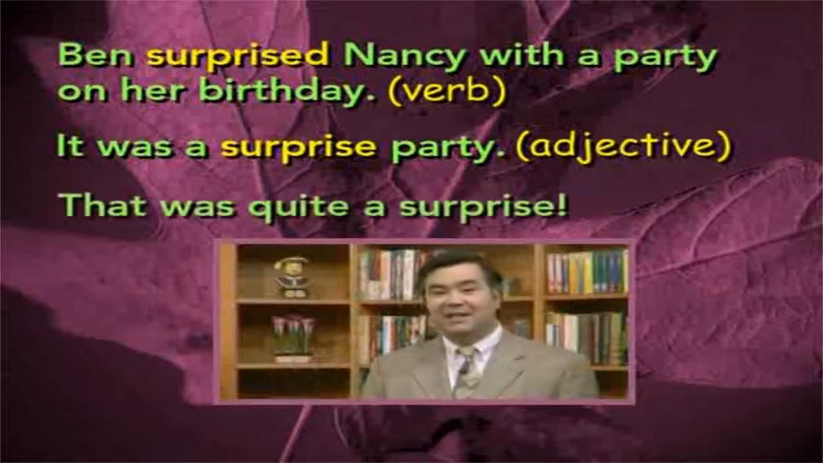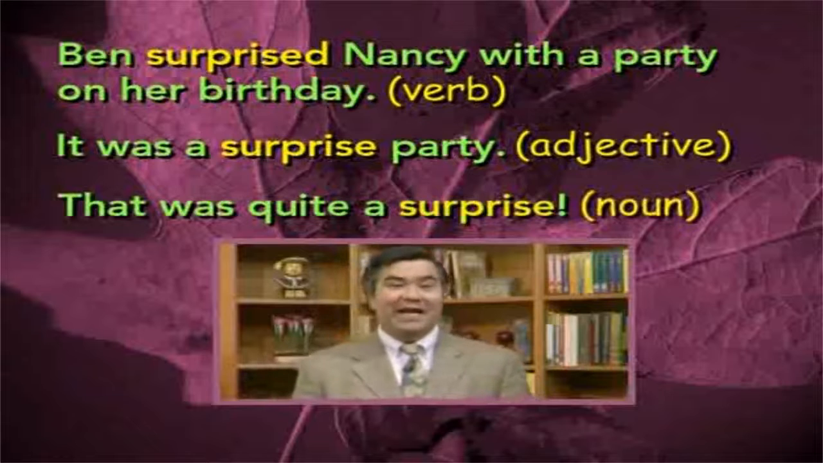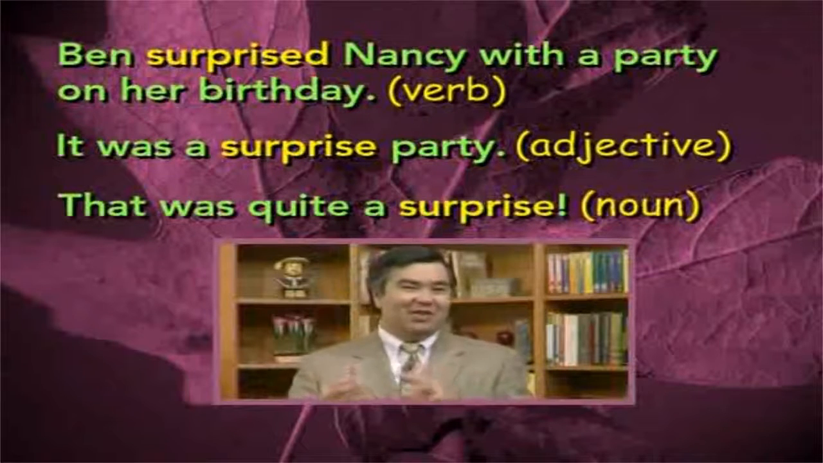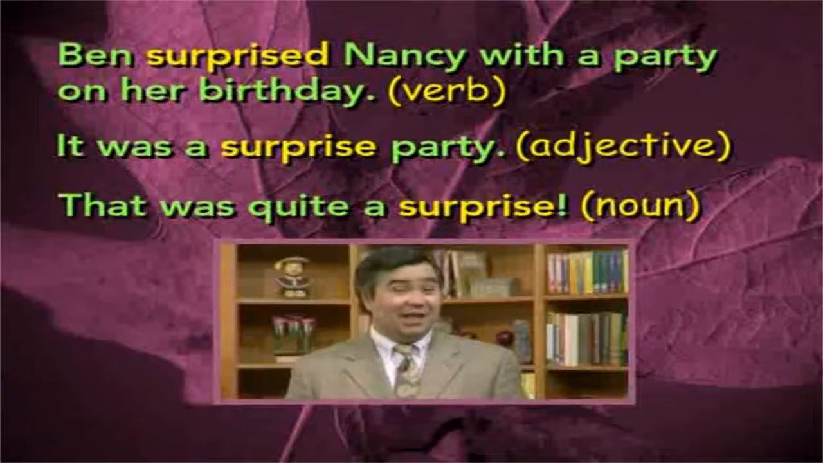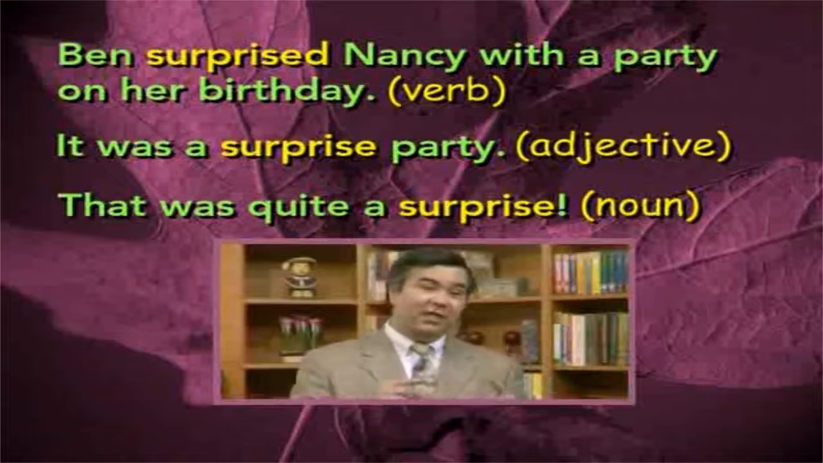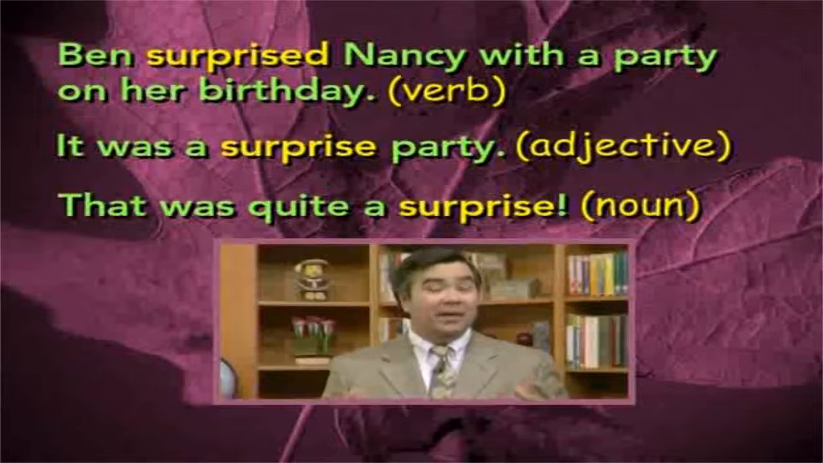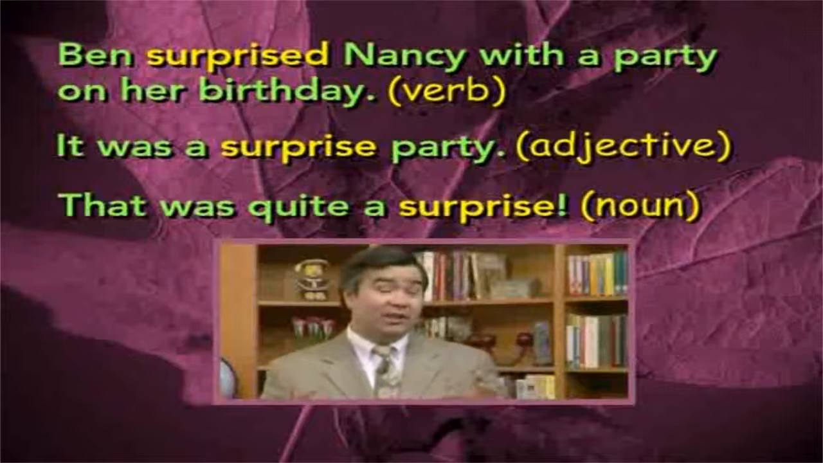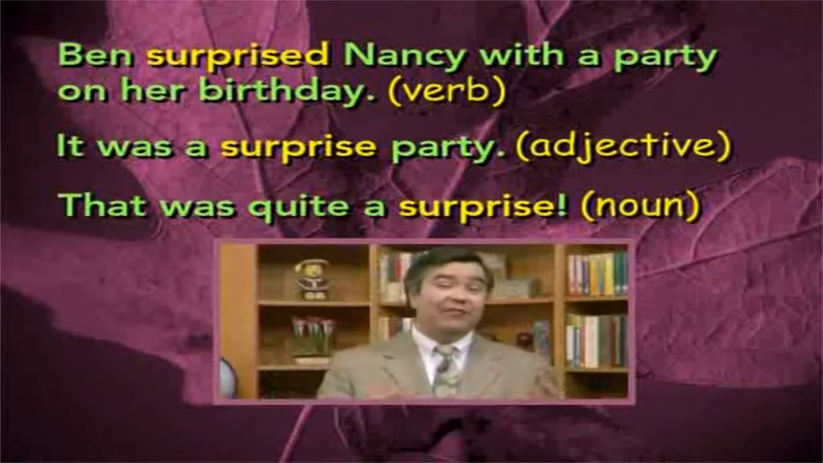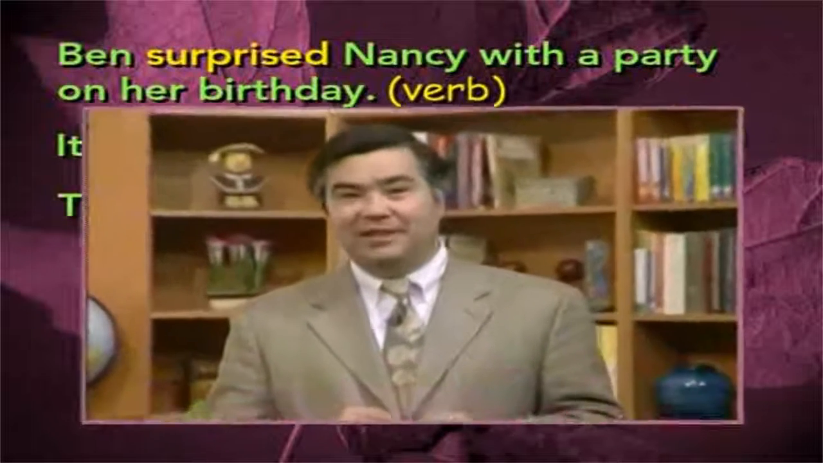How about in this sentence? That was quite a surprise. Here, surprise is being used as a noun. It's a thing. The party is being described as a certain type of thing, namely a surprise. So, in these three sentences, the word surprise is being used first as a verb, then as an adjective, then as a noun. This is a very common phenomenon in the English language, the same word being adapted to serve several different purposes. So always look carefully at the word in the context of the sentence before you decide what part of speech it is.